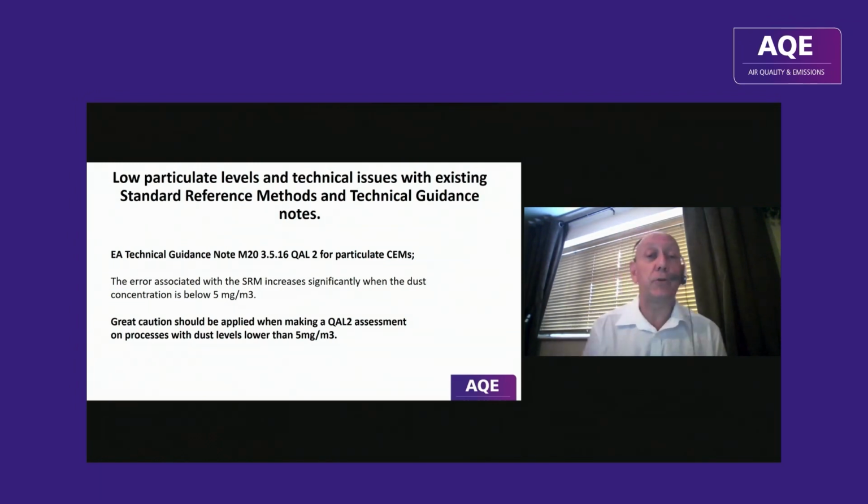Straight away, go back to an earlier slide where you had a context if you were below the 95% confidence interval, which is 30% for particulate matter for dust. So for a 10 milligram ELV, the threshold for conducting QAL2 assessments is really above 3 milligrams. But there's another statement in the technical guidance, which says that errors associated with the standard reference method, especially around particulate matter, increase significantly below 5 milligrams, and really this should be taken into consideration.